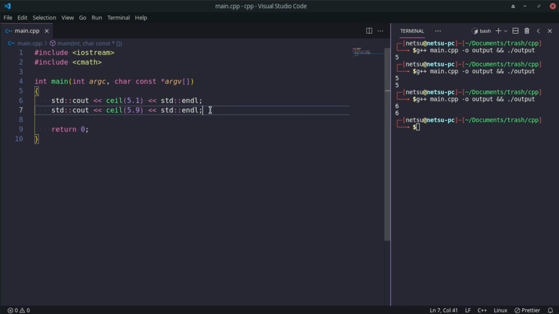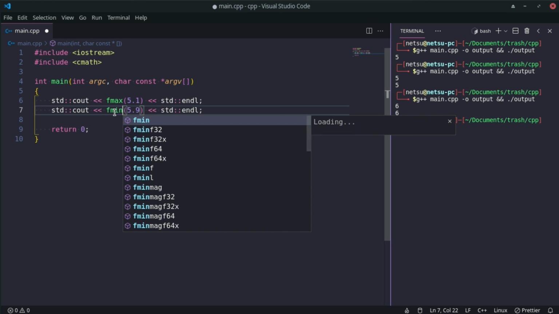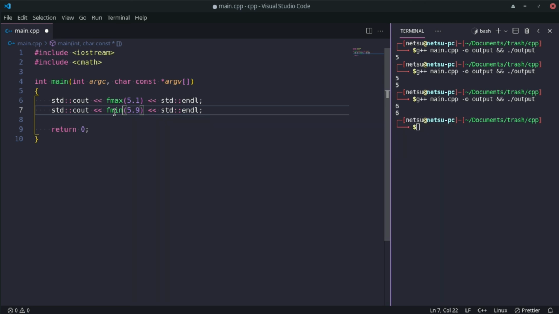Cool. Now two more we want to cover. So we have max and we have min. Sometimes you want to know which of the two numbers are bigger. Of course, you can use something like an if statement, which we will cover in the future, and figure out which one is the biggest and which one is the lowest between two numbers. Or you can just use min and max.